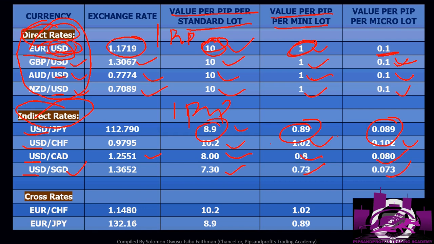So what we say is that with the indirect rates, the values per lot sizes are different. You can see it over here. They are not the same. And then when you go to the cross pairs too, for instance, Euro CHF at this exchange rate, if I trade one standard lot for one pip move, I'm going to get $10.2. Then for one pip move with mini lot, I'm going to have this, and then for micro lot, this is what I'm going to get. So this table is going to guide you. You can take a screenshot of the table and probably refer to it in future.